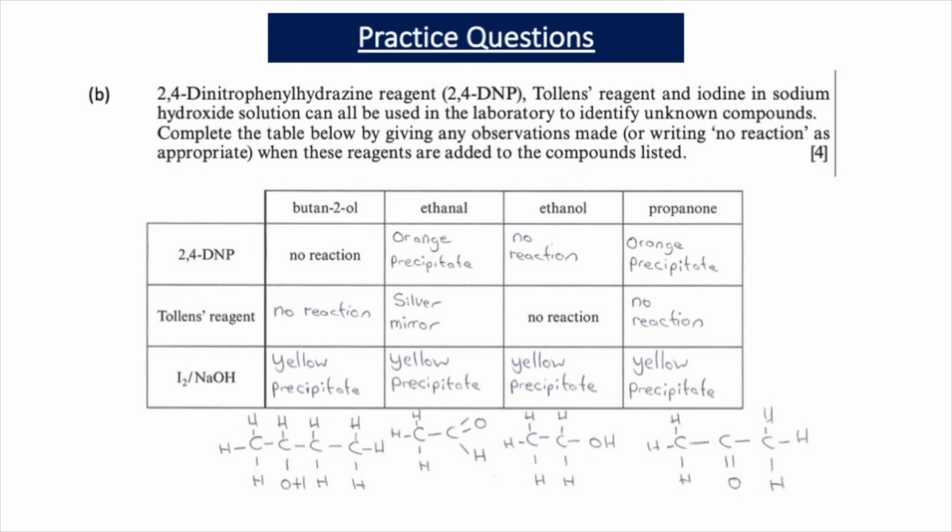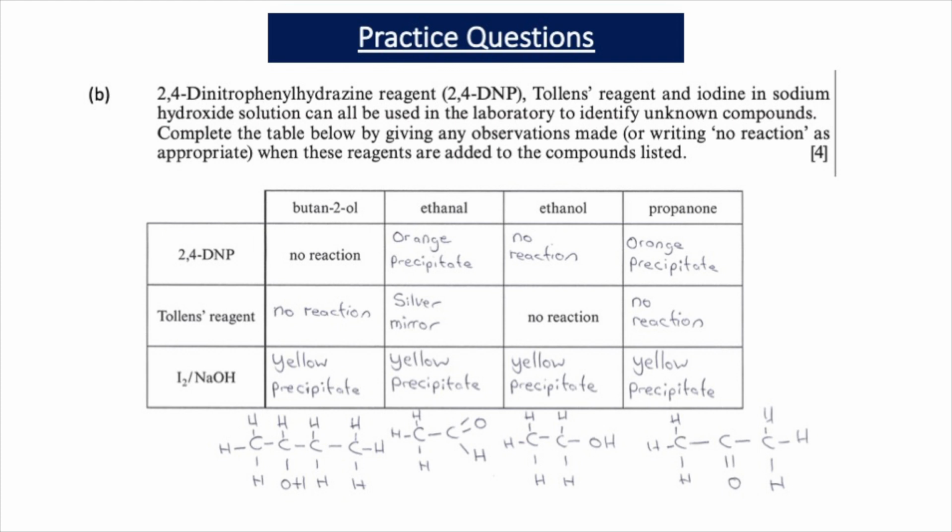Now question 1b is asking you to complete the table below by giving any observations made or writing no reaction as appropriate when these reagents are added to the compounds listed, and the reagents are 2,4-dinitrophenylhydrazine, Tollens' reagent, and iodine in NaOH. Now 2,4-DNP is a test for an aldehyde or ketone, and the first one is done for you. Butan-2-ol, there will be no reaction because it's not an aldehyde or ketone, it's an alcohol.